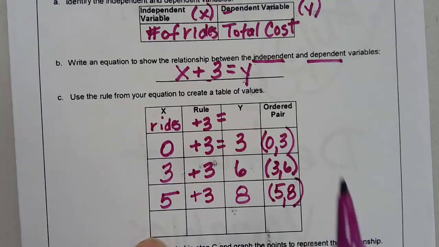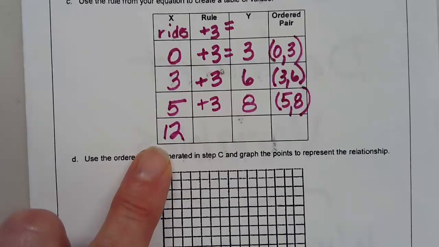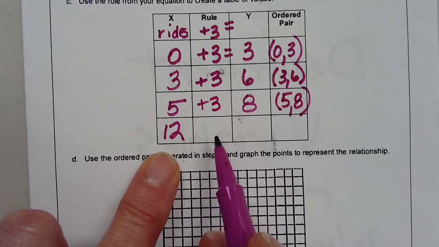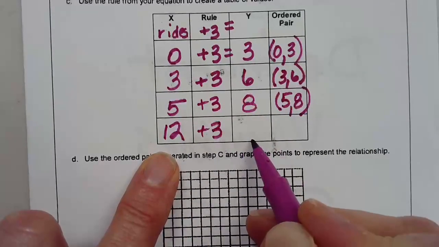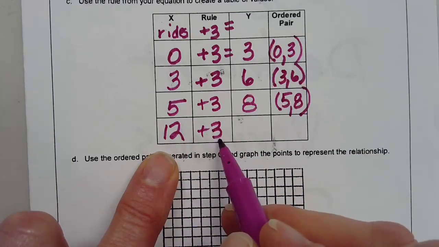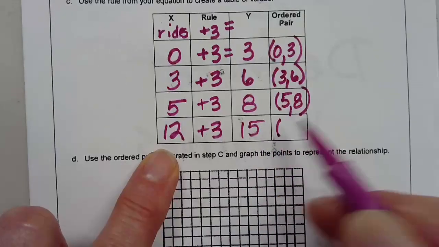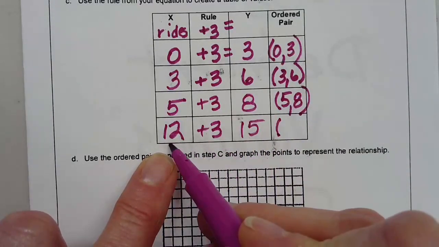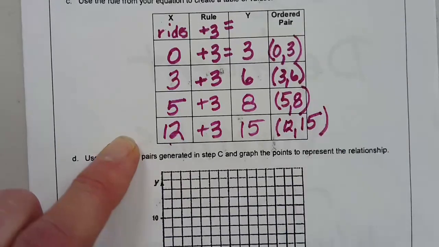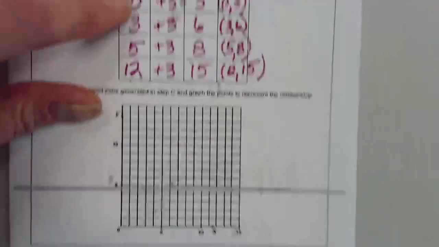All right, let's say I rode 12 rides. What am I going to do with the 12, Lacey? Okay. And what am I going to get for y? And so then my ordered pair is going to be 12, 15. Now, we're going to use that information here, our ordered pair, and we're going to graph below.